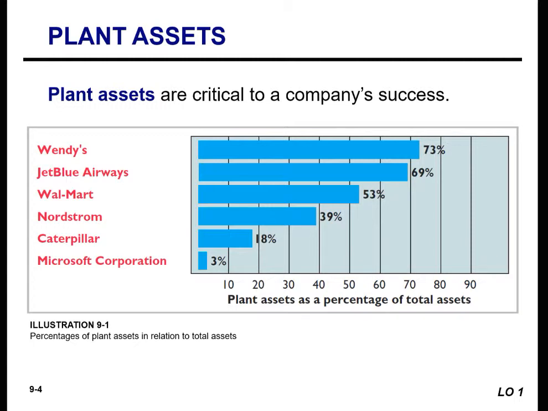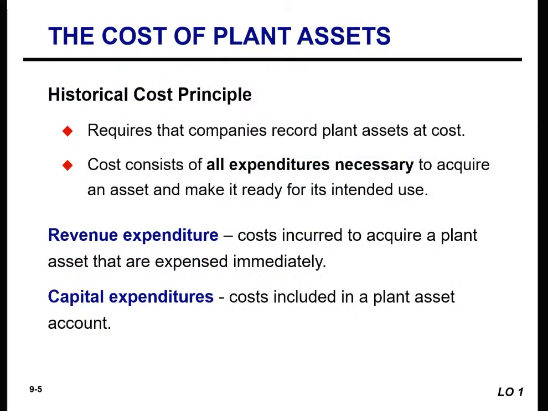So when we acquire an asset, we purchase a delivery vehicle, we purchase a grill because we're Wendy's and we need another one. We have to determine the cost, and we use the historical cost principle. It is what is required of companies to record our plant assets. Cost consists of all the expenditures that are necessary to acquire the asset and to get it ready for its intended use.